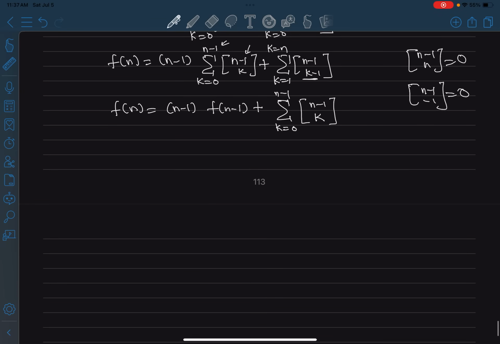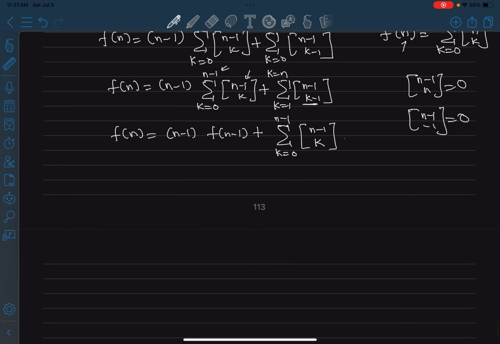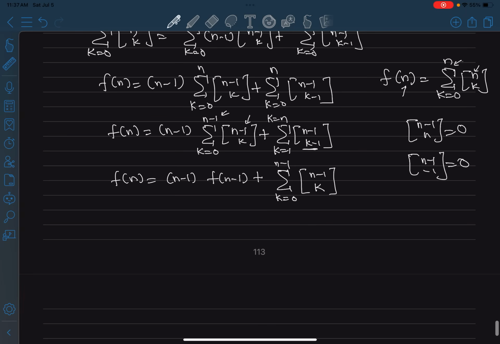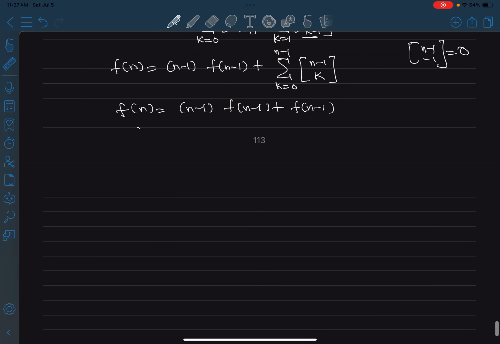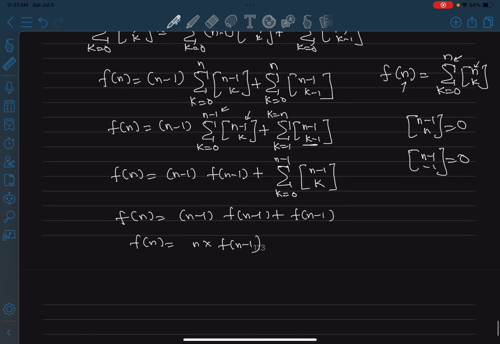Okay, now again, we see that this is the same function with all this n replaced by n minus 1. So that's also going to be f of n minus 1, right? So now if you take f of n minus 1 common, you see that f of n is equal to n times f of n minus 1, right? Okay, now let us try to find f of 0 from this sum.